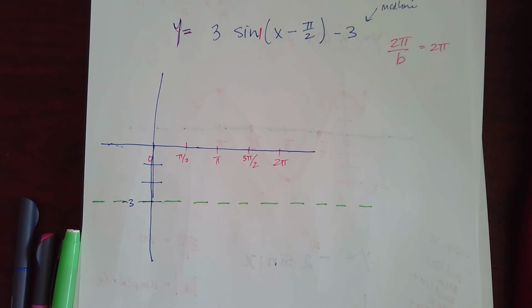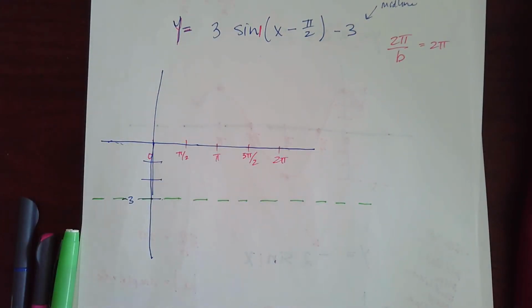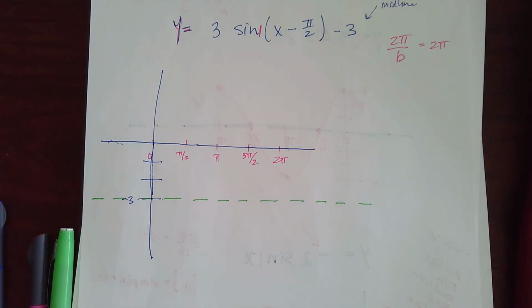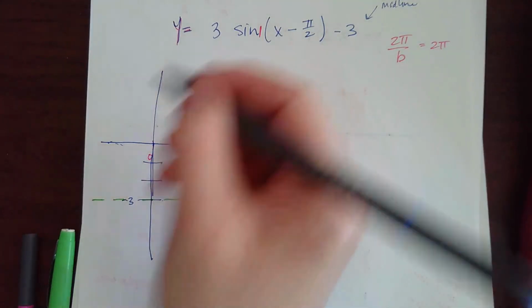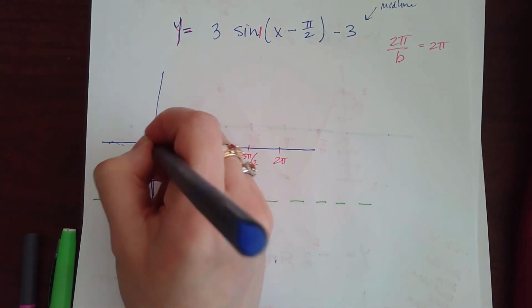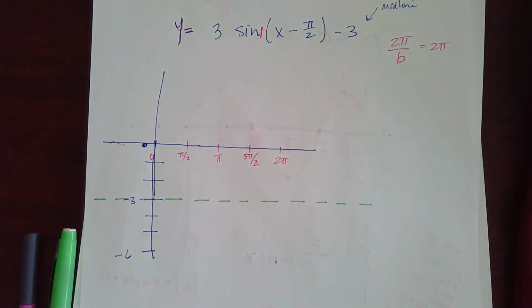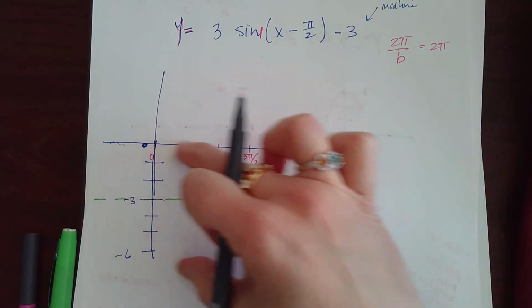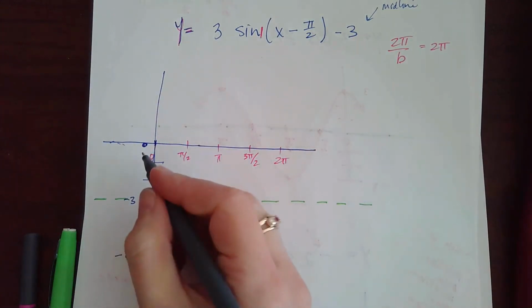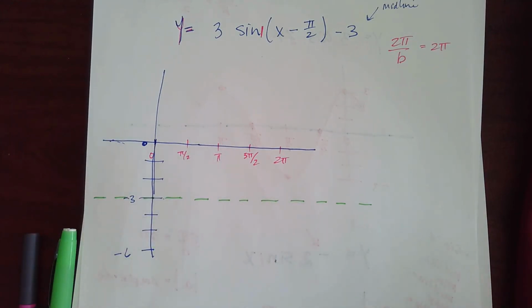Once you have your midline, use your amplitude, so my amplitude is 3, to figure out where the max and the min of my function would be. So if this is my midline and my amplitude is 3, then the max has to be up here at 0, and the min needs to be down here at -6. So that means my whole function needs to fall between 0 and -6. All right? So again, that amplitude is the distance from the midline to the max and the midline to the min. So we're just setting up parameters for our function.